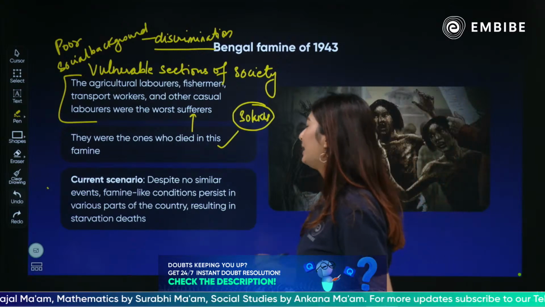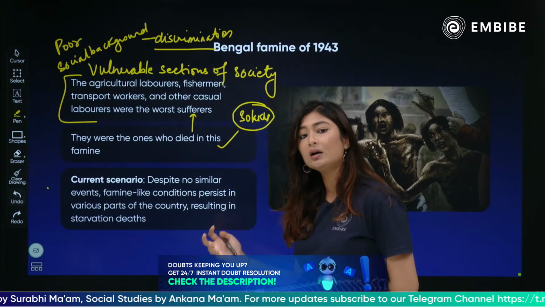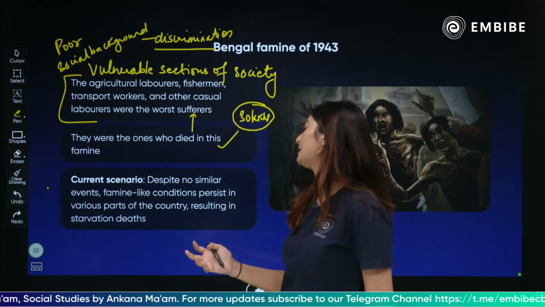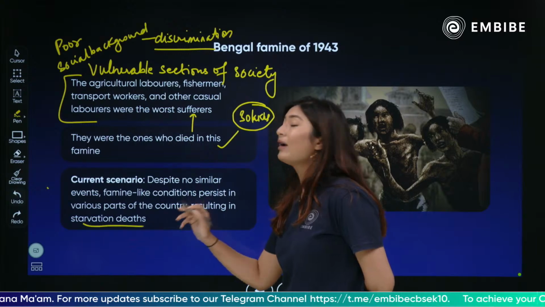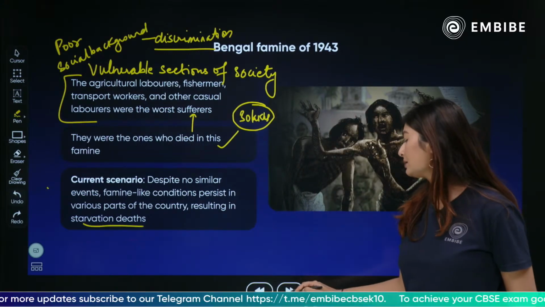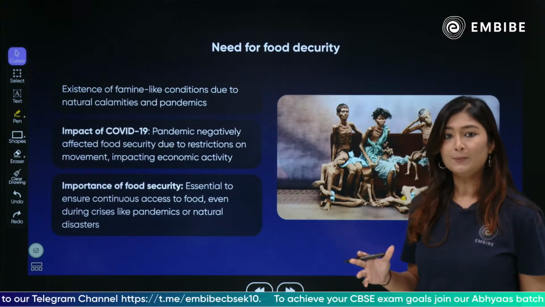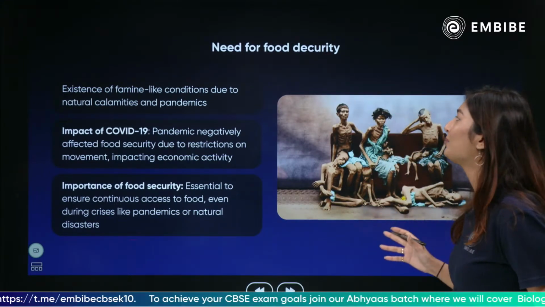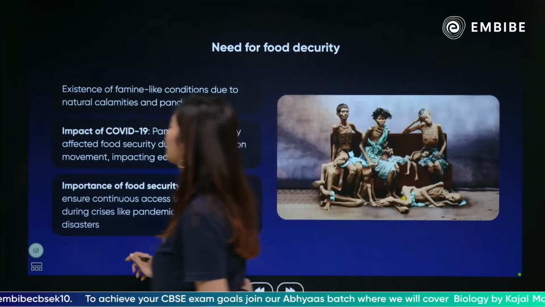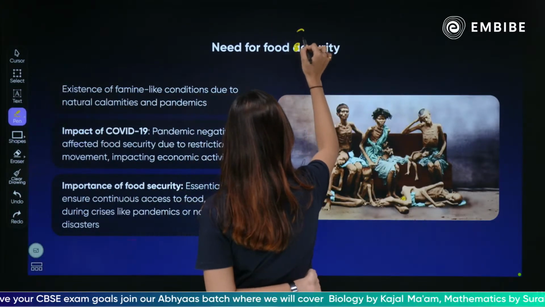करंट सिनेरियो क्या है? Despite no similar events, conditions like that have still occurred on and off in some place or the other in various parts of the country where starvation, where deaths have happened because of the starvation of people, because of the shortage of food, right? So because of that, the need for food security again becomes very important. I don't know why security is written everywhere. It will be security, okay?